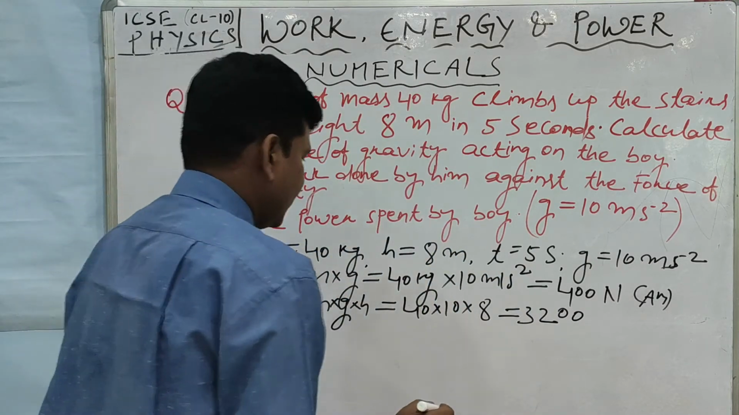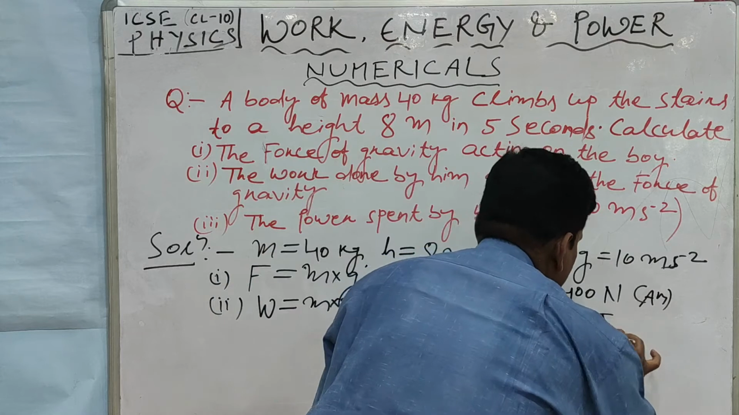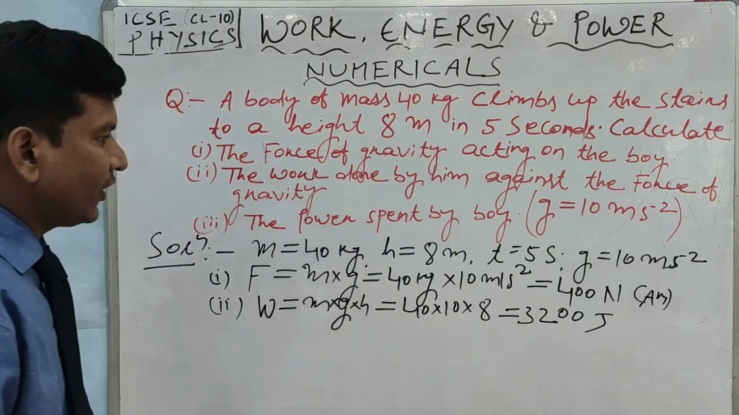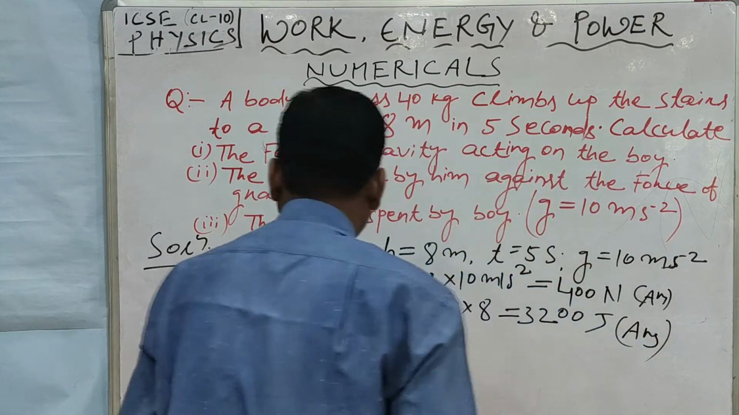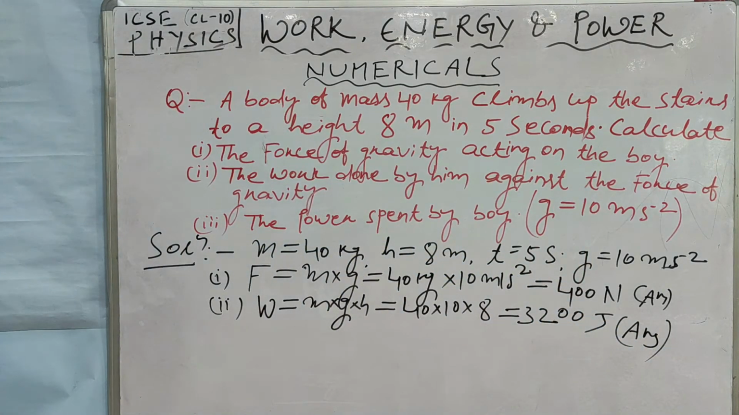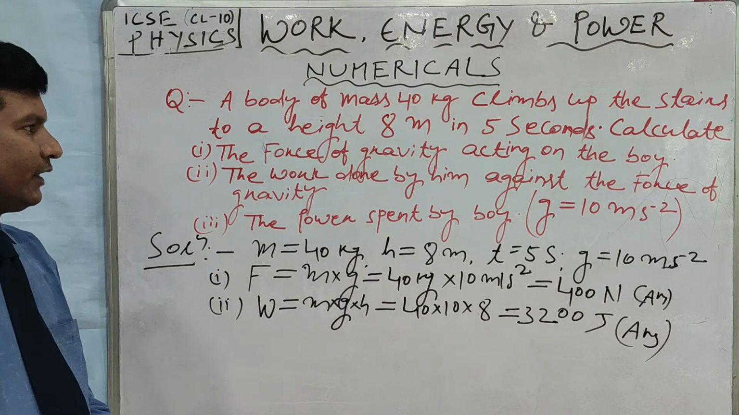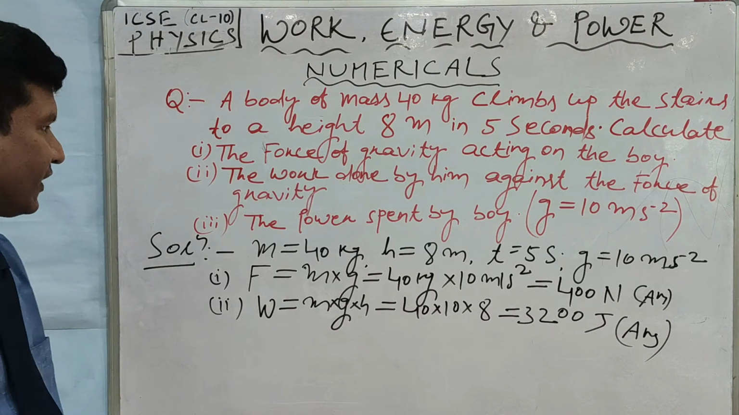The unit of work is joule. So 3200 joule, this is the answer. Alright, so this is how you will find the work done by the boy against the force of gravity.